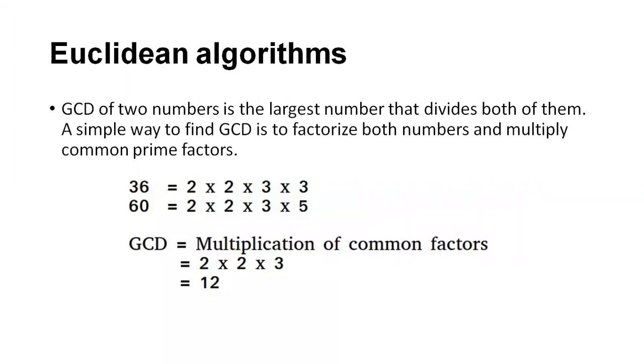A simple way to find a GCD is to factorize both. How can we find the GCD of, say, the numbers 36 and 60? We will factorize 36 as 2 into 2 into 3 into 3, and similarly for 60. Which are the common factors here? 2, 2, 3. Simply we will multiply them and we will get the GCD, that is 12. So 12 is the GCD for 36 and 60.